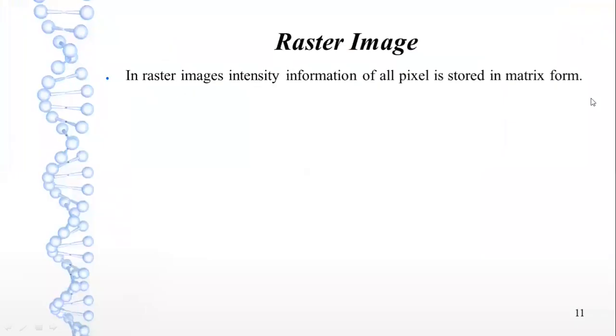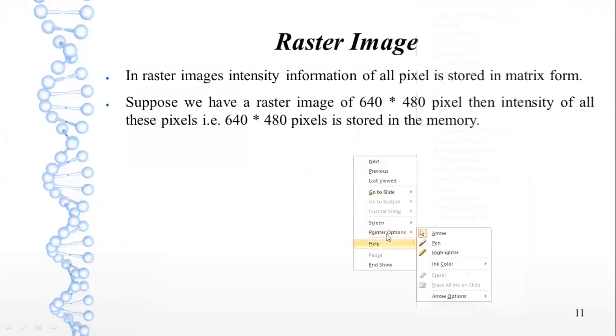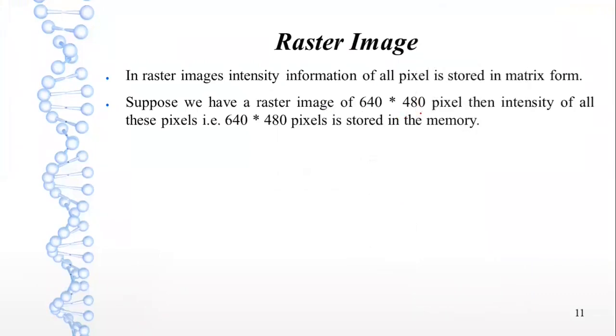Okay? So have you understood meaning of this sentence? In raster image, intensity information of all pixels is stored. Then suppose we have raster image of 640 by 480 pixels. So 640 by 480. What is meaning of this? What is meaning of it?